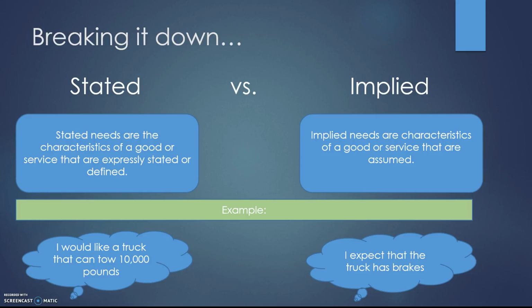If we have an example of someone looking to purchase a pickup truck, a stated need would be, I need a truck that can tow 10,000 pounds. The implied need is, I expect the truck can stop and has brakes.